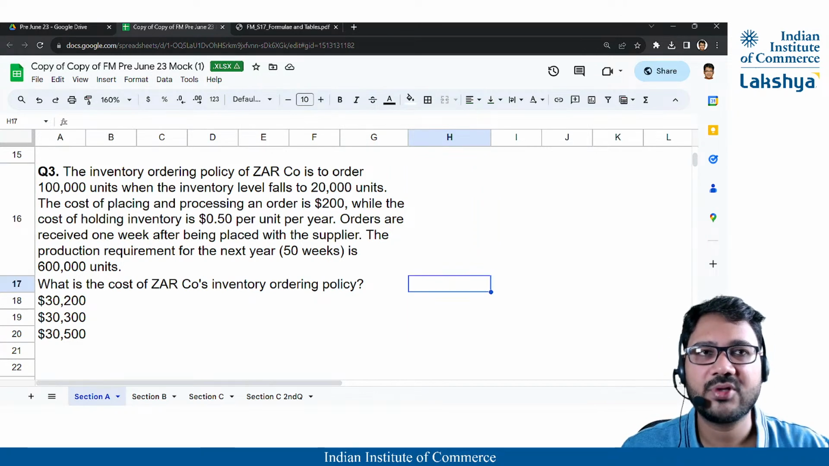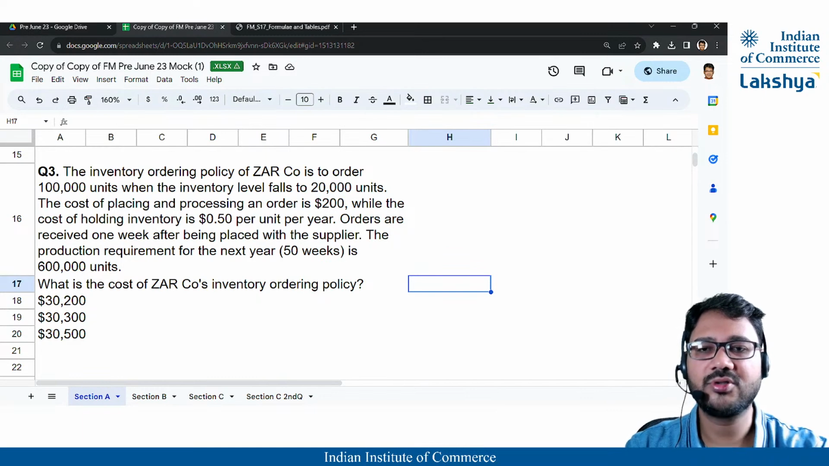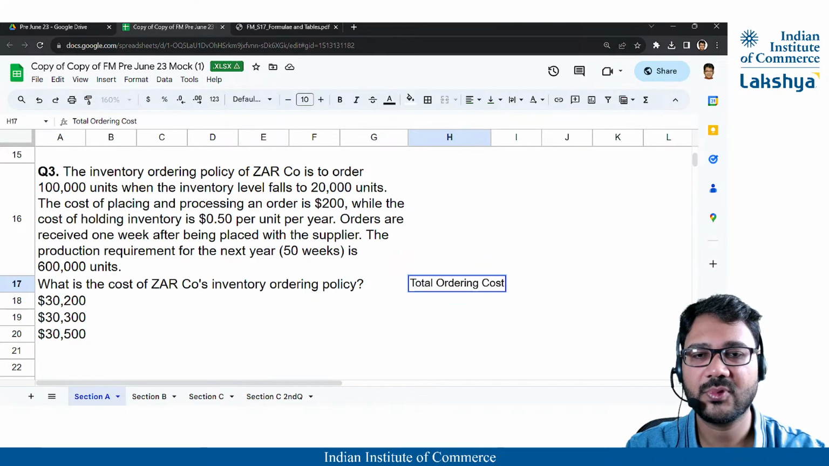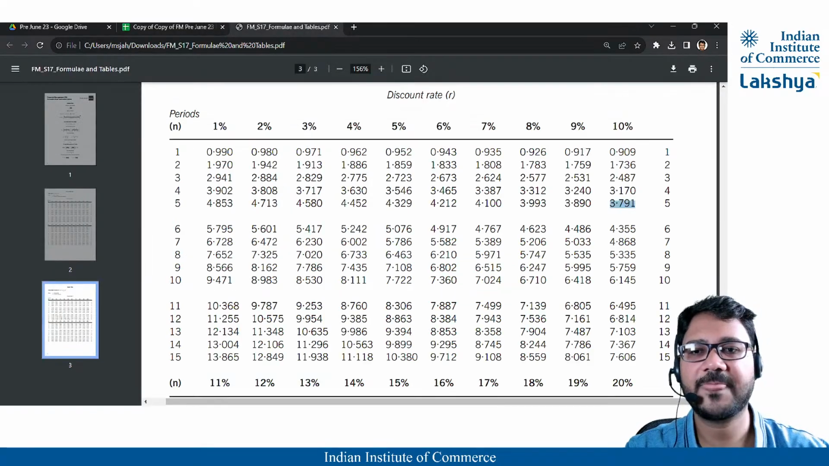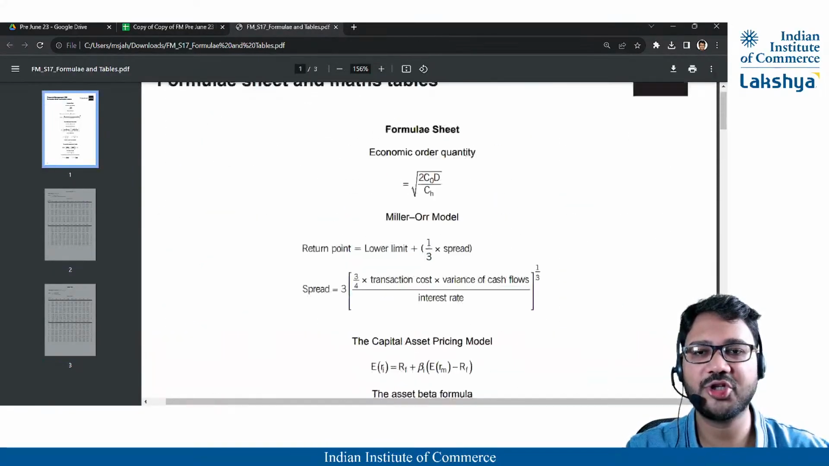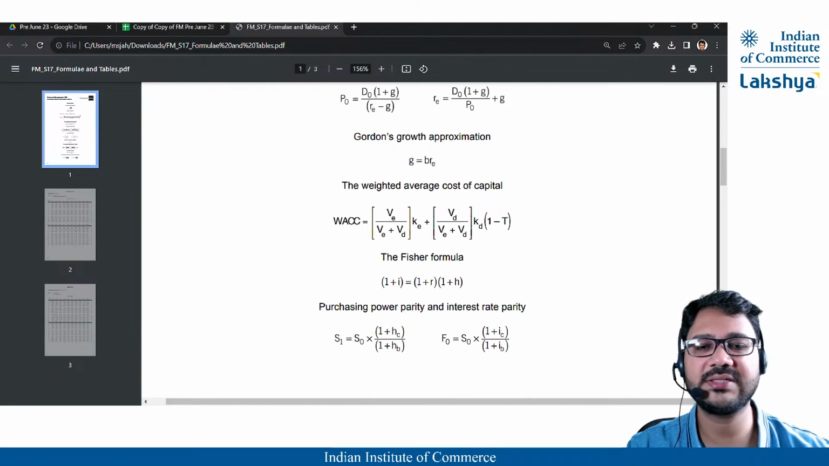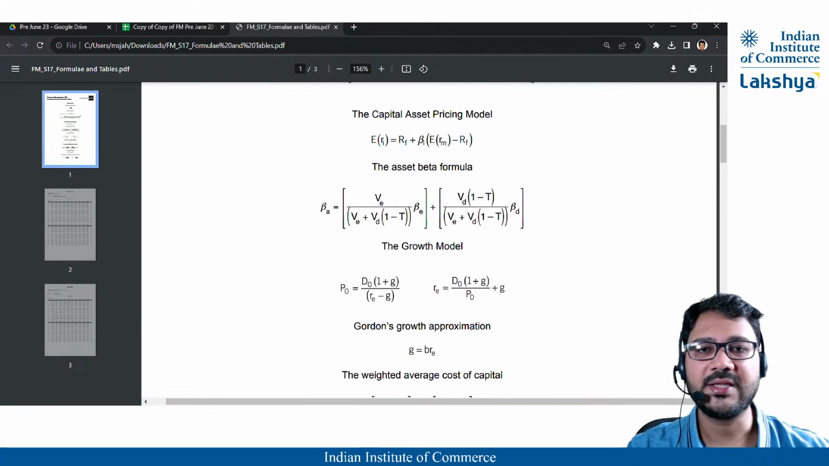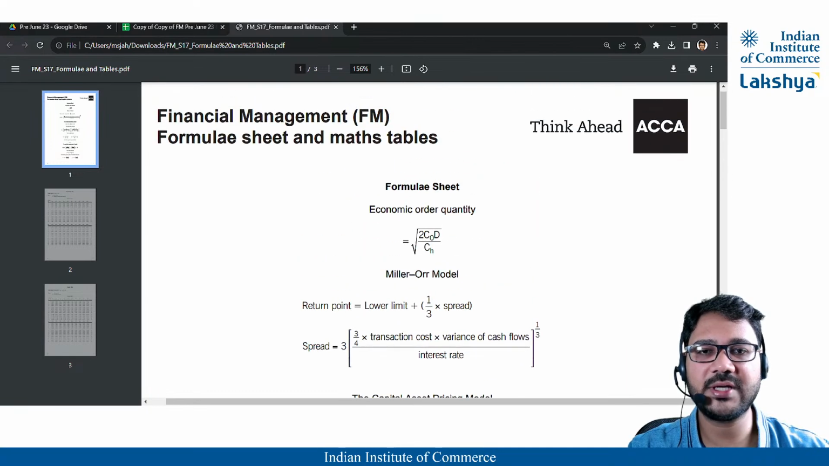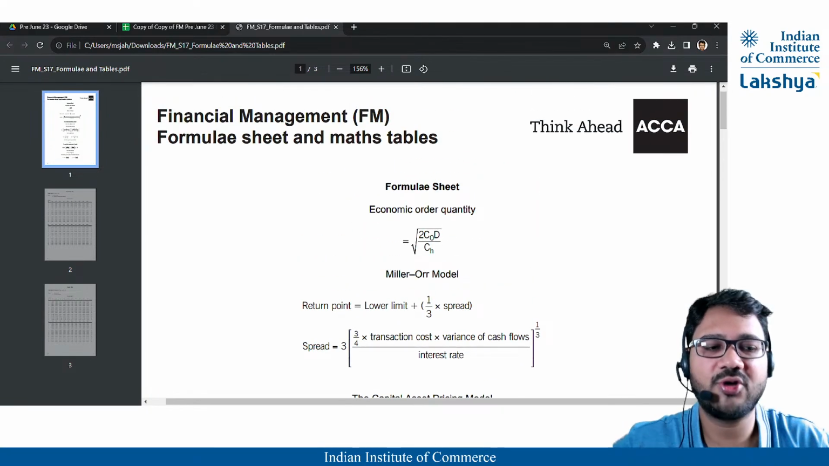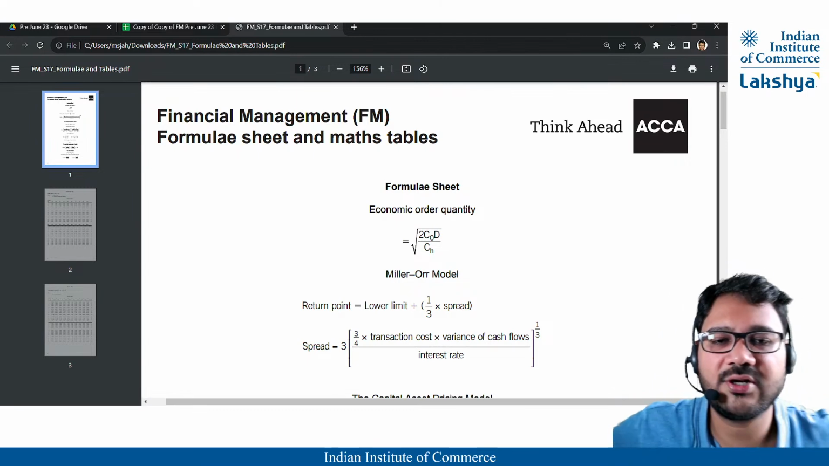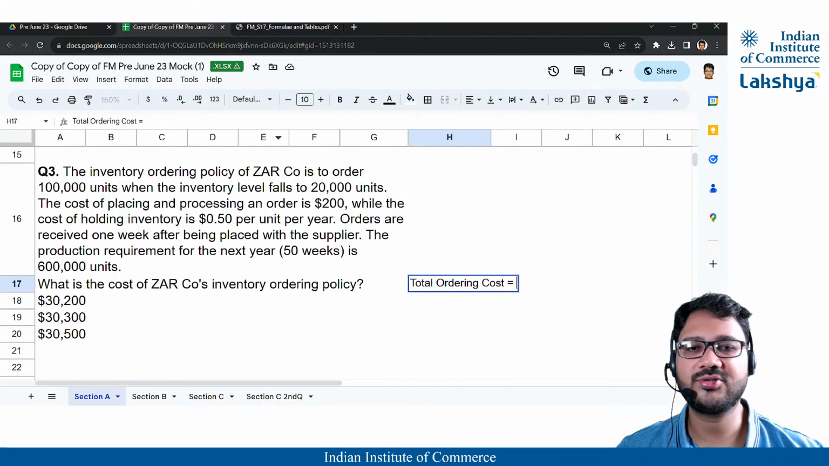So now there are two parts to it. One is total ordering cost. Now, this formula is not available in your sheet. There are certain formulas that you need to remember. They have given the EOQ formula, but not the formula for cost of ordering and cost of holding. So you need to know that.